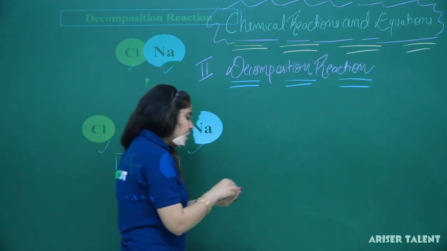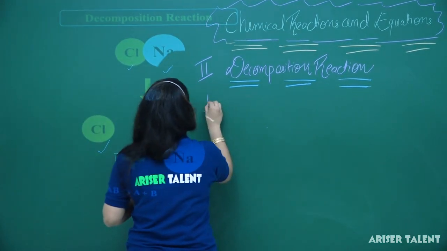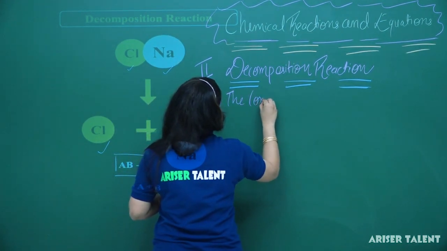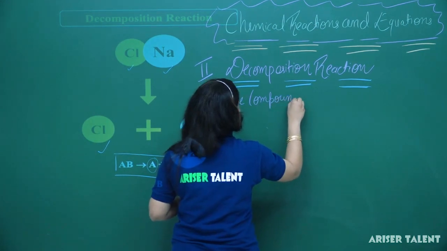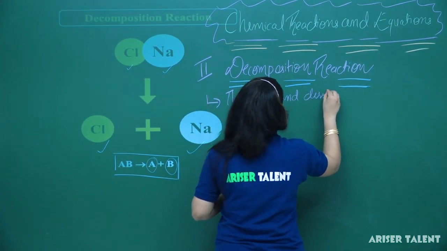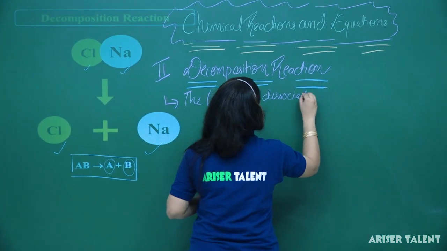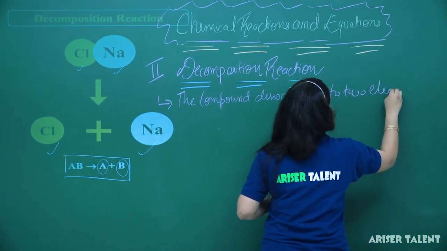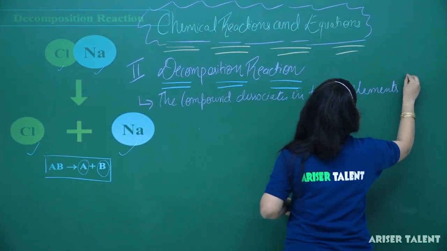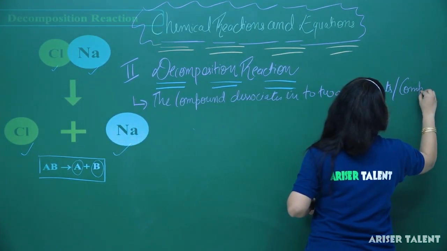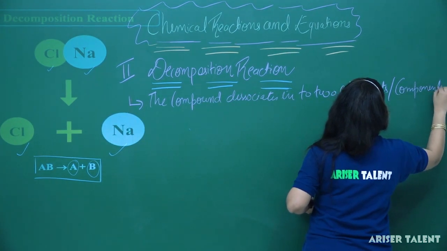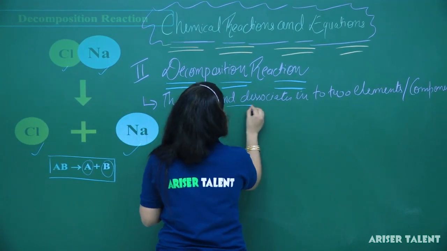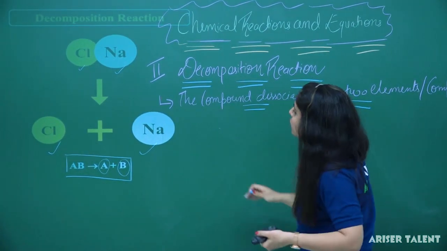So what happens in the case of decomposition reaction? The compound dissociates into two elements or components. So in this reaction any compound gets dissociated into two or more components. So this is about the decomposition reaction.